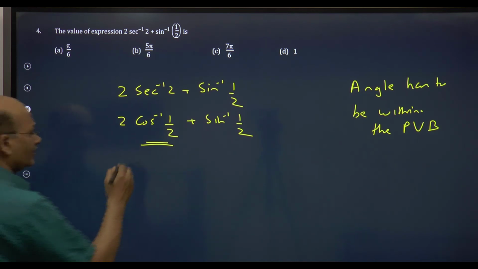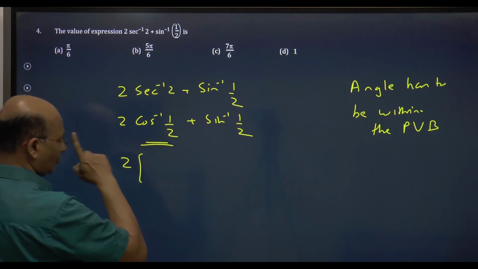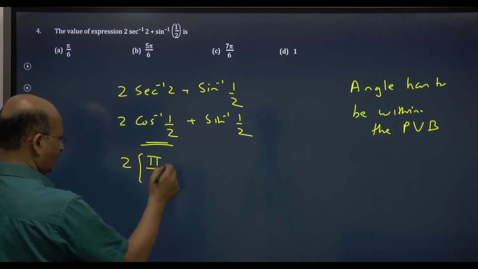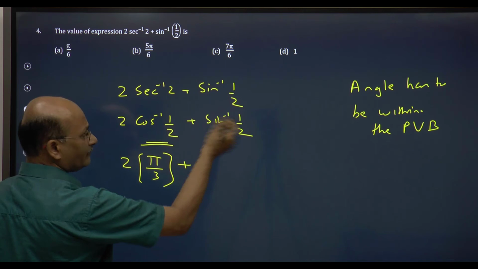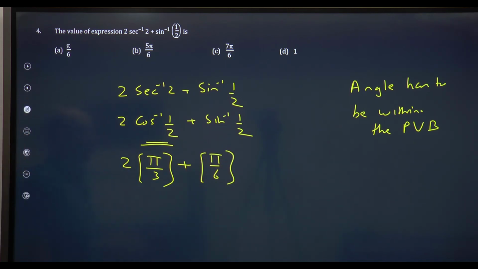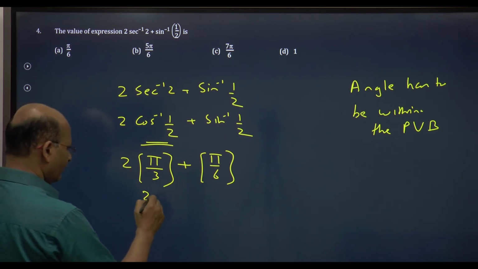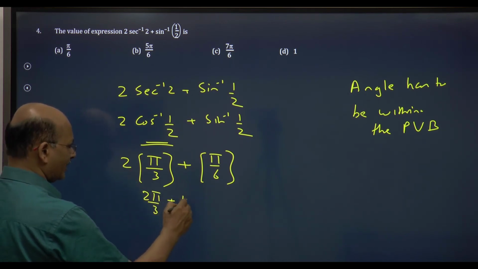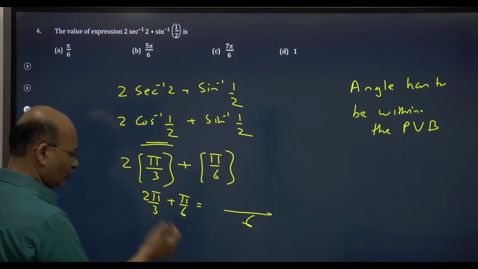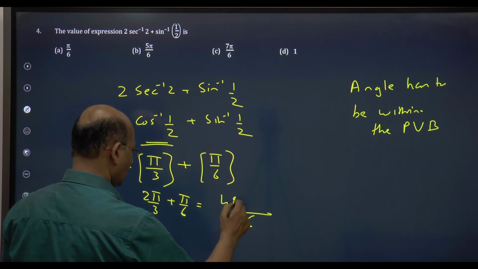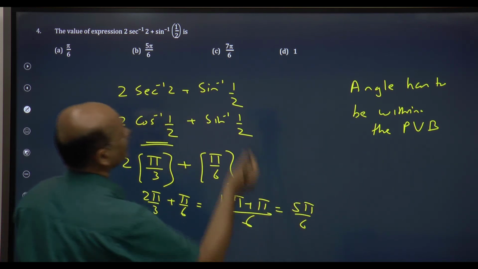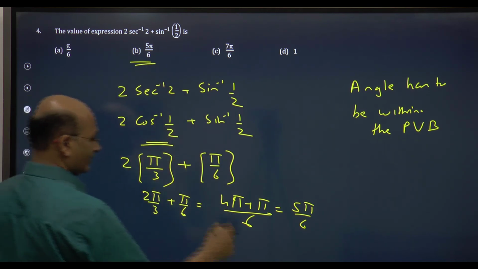Now whose value of cos is half? So 2 into what happens now? It is nothing but pi by 3, right? Plus sine inverse half, pi by 6. So you have to just calculate this out quickly now. So 2 pi by 3 plus pi by 6. What is the LCM here? 6 is the LCM, 3 2s are 6, 4 pi plus pi. So answer is 5 pi by 6. So I think 5 pi by 6, the answer is option B.